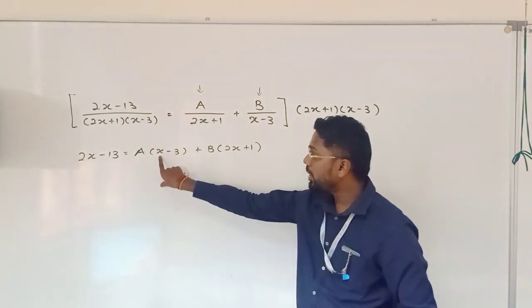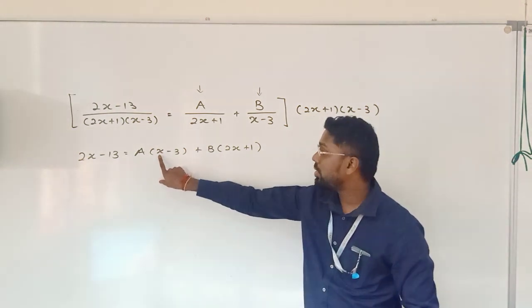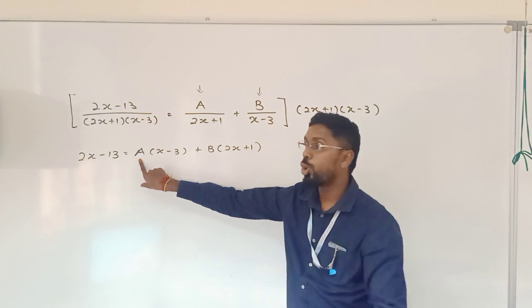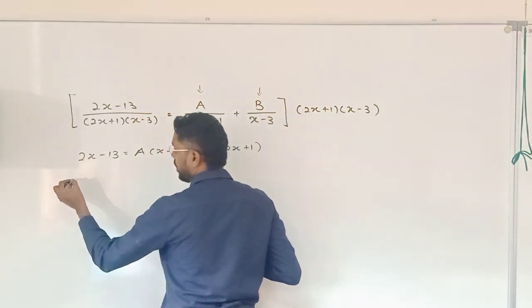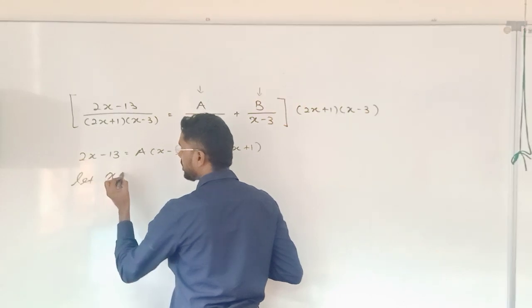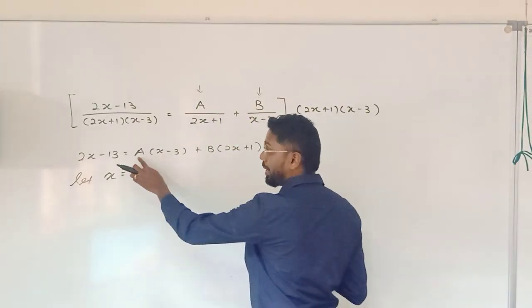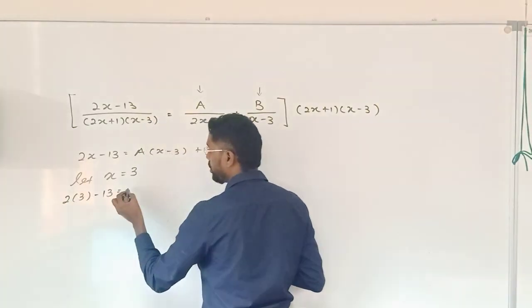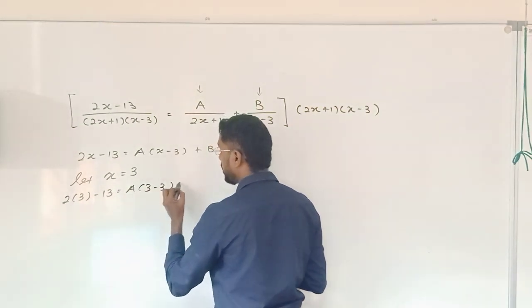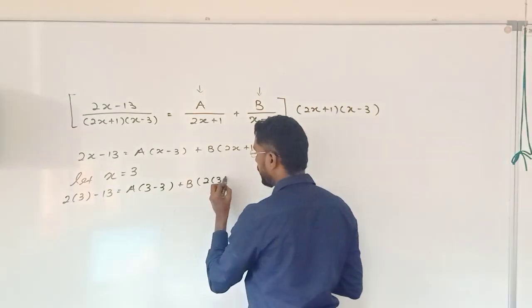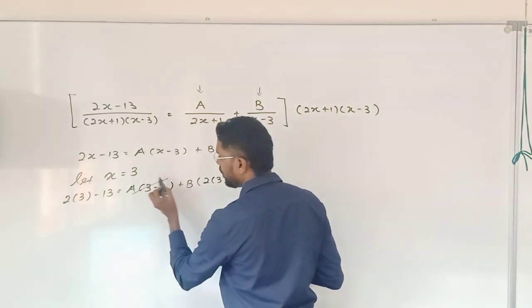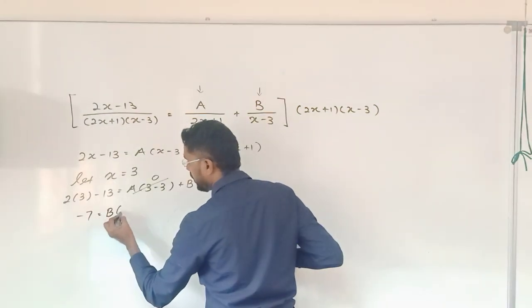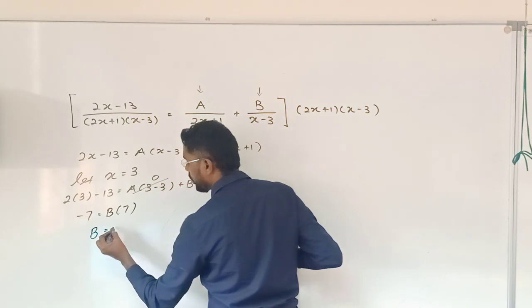For example, here if I substitute x equal to 3, then 3 minus 3 will be 0, and 0 multiplied with a gives 0. So let x equal to 3, so that I can eliminate my a. It's going to be 2 times 3 minus 13 is equivalent to a times 3 minus 3 plus b times 2 times 3 plus 1. So this will be 0. Therefore negative 7 is equivalent to 7b. Therefore your b is equal to negative 1.